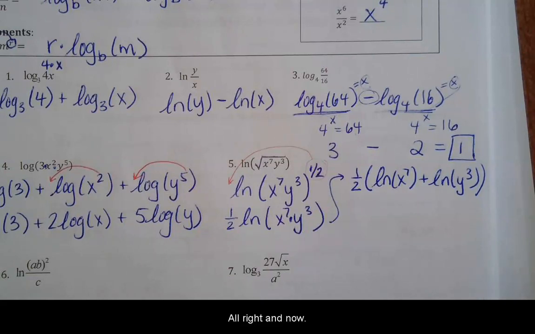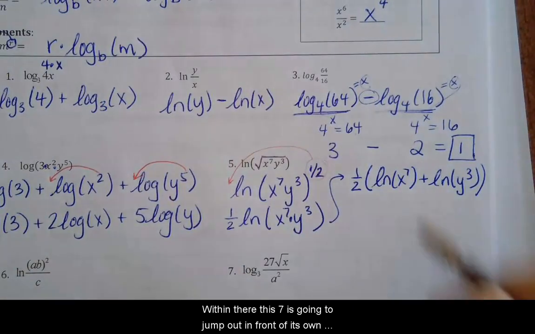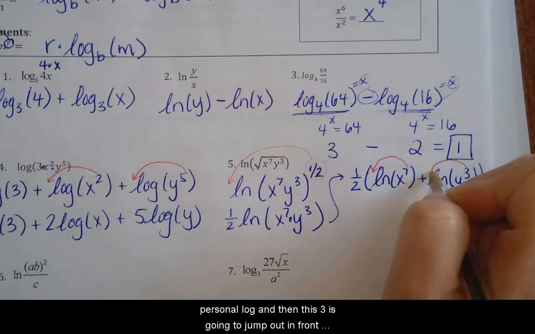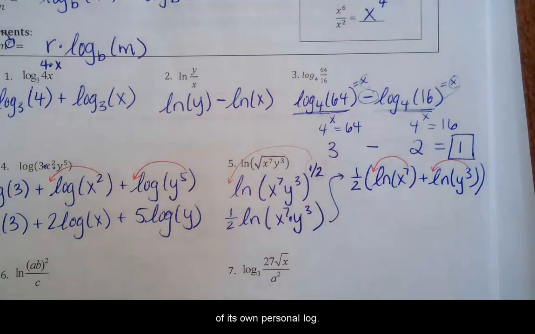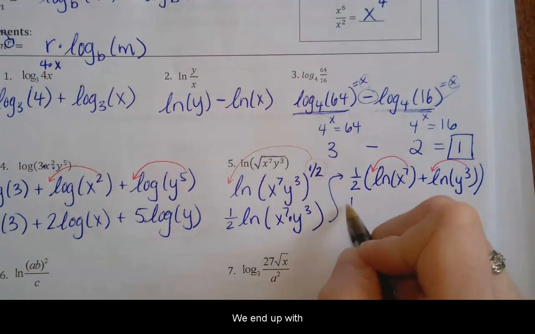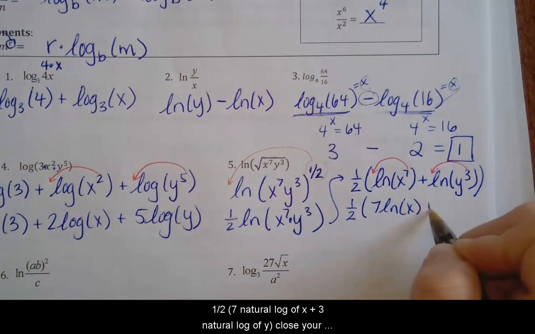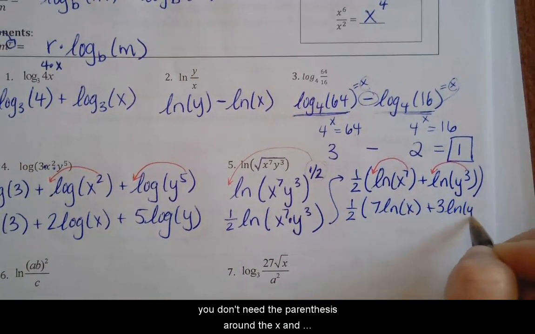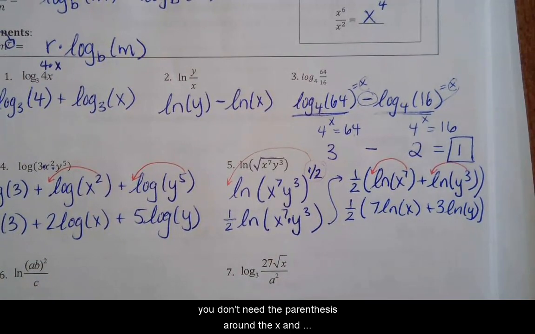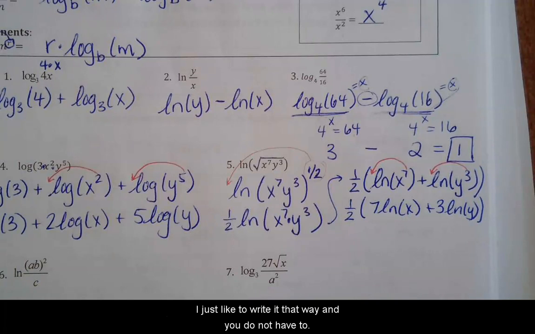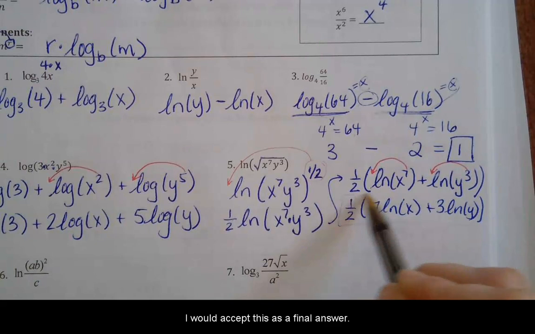All right, and now within there, this 7 is going to jump out in front of its own personal log, and then this 3 is going to jump out in front of its own personal log. So we end up with 1/2 (7 natural log of x plus 3 natural log of y), close your parentheses. Again, you don't need the parentheses around the x, and you don't need the parentheses around the y. I just like to write it that way, and you do not have to. Now, I would accept this as a final answer.